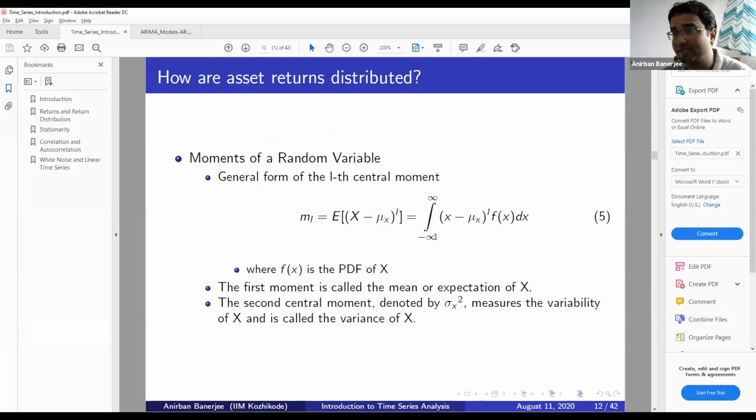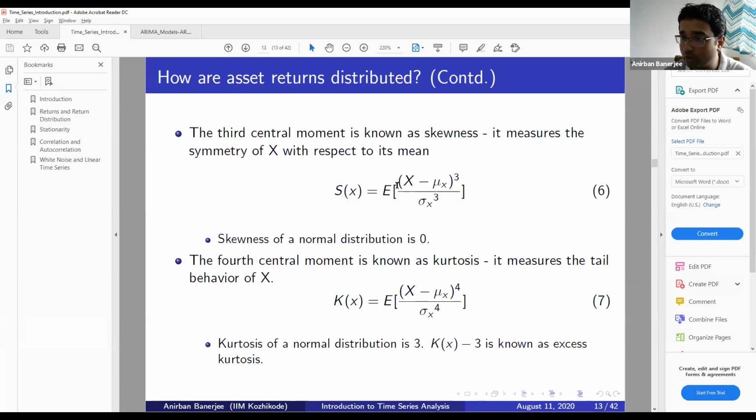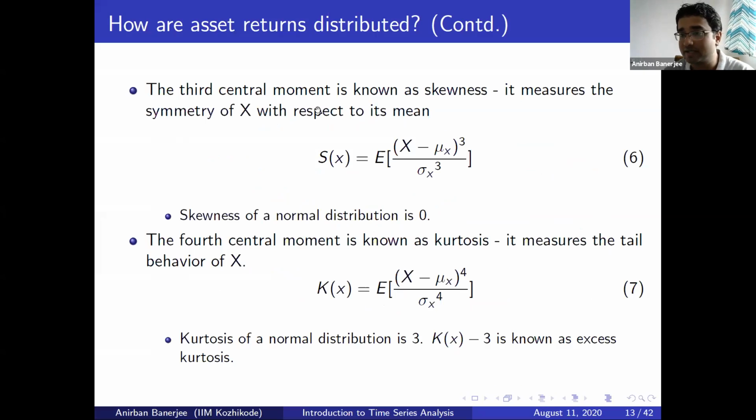So we talked about mean and standard deviation in our last class. There are two more parameters. One is called skewness, the third central moment. The first central moment was mean, the second central moment was variance, and the third central moment is known as skewness. It measures the symmetry of x with respect to the mean, as I just showed. The way skewness is computed is very intuitive. It's the expectation of x minus mu x cubed. It's not squared. For the mean, it's just to the power 1.